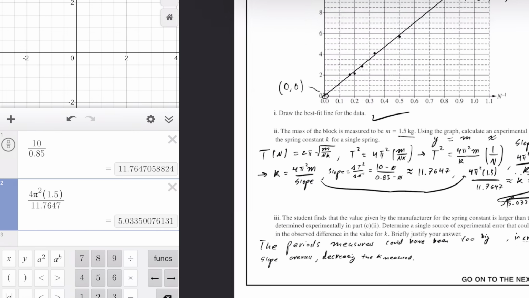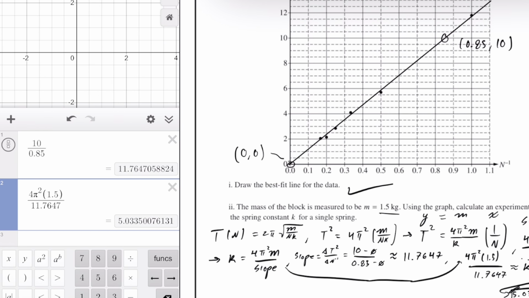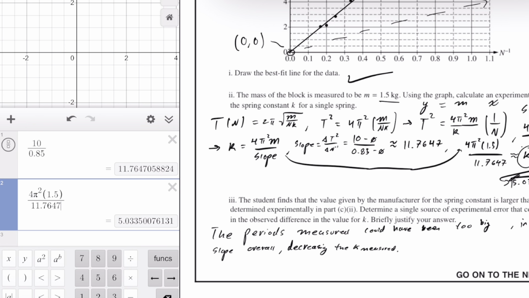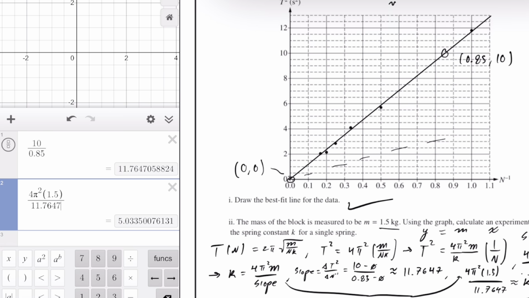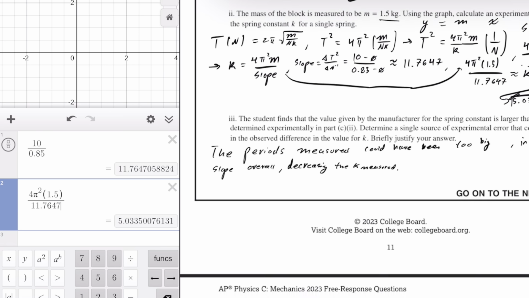Here we go. So the reason why I put the slope could have been too big, right, is because if we had a lesser slope, that would increase the k into what it actually would have been. But since our periods could have been too big, that would have decreased our actual k, if that makes sense. If anyone needs me to explain it further, just tell me in the comments. I'd be glad to explain it. But bigger slope, right? Lesser k.